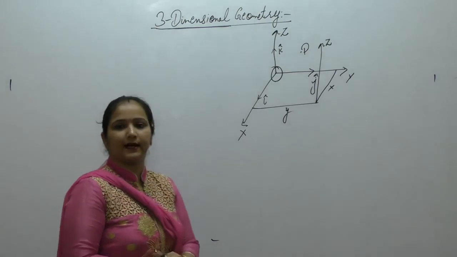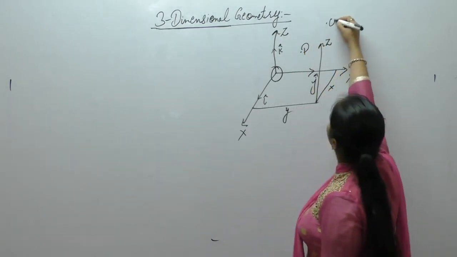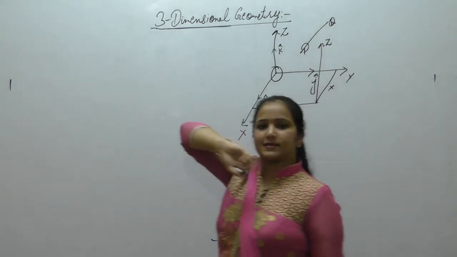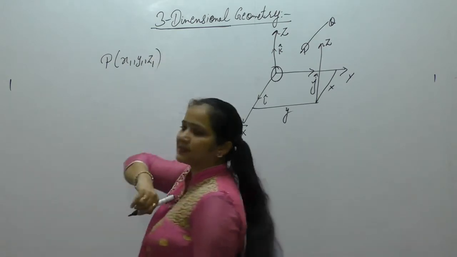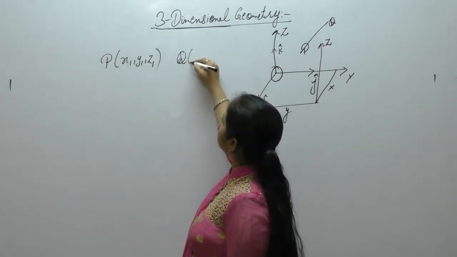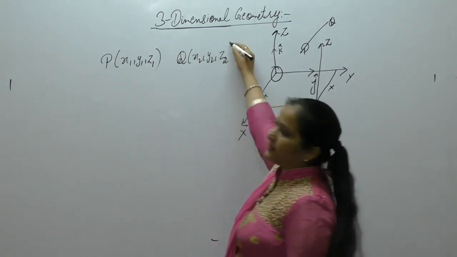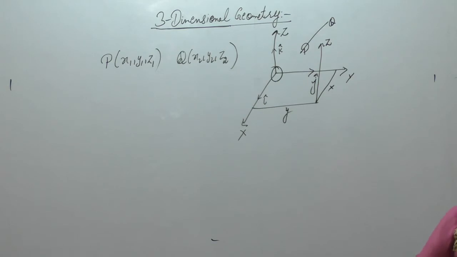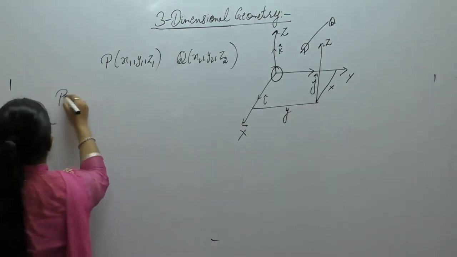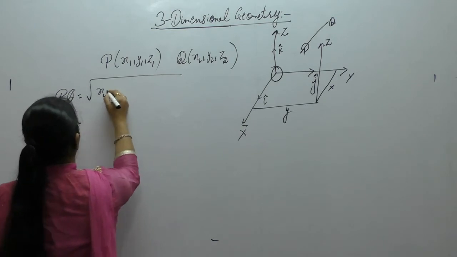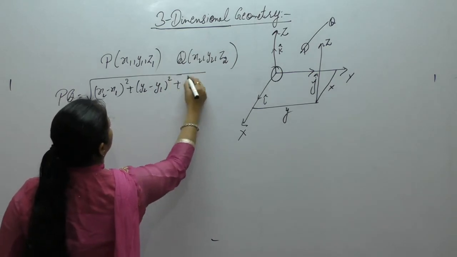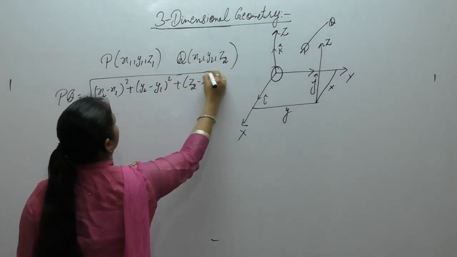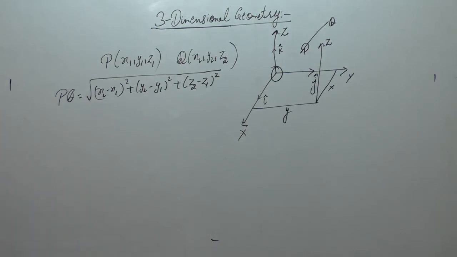Now in the next, distance formula in 3D. अगर मुझे किसी दो points के बीच, suppose this is the point P and Q, I want to find the distance between point P and Q. P has coordinates x1, y1, z1. This is in the Cartesian form, and Q has coordinates x2, y2 and z2. Then PQ is equal to square root of x2 minus x1 whole square, y2 minus y1 whole square, and z2 minus z1 whole square. So this is the distance formula in 3D.